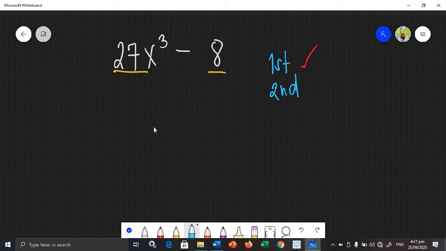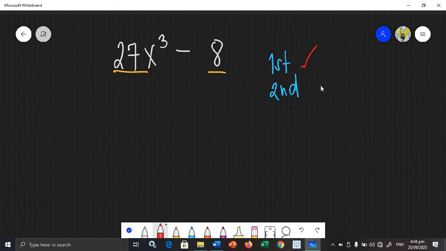So, let's investigate here. Si 27, perfect cube ba? Yes, nasa list siya, nasa table, ano? Kasi 3 times 3 times 3, that is 27. So, 27 is a perfect cube. X cubed, perfect cube. Of course, no? Kasabi lang ni ma'am, x cubed, perfect cube. Kasi yung exponent po niya ay a multiple of 3. Okay? So, yung first term, check. This is a perfect cube. How about 8? Is 8 a perfect cube? Yes. Kasi 2 times 2 times 2, that is 8.